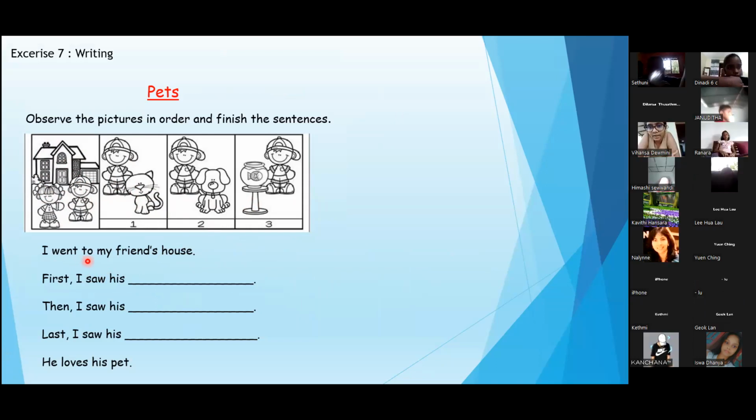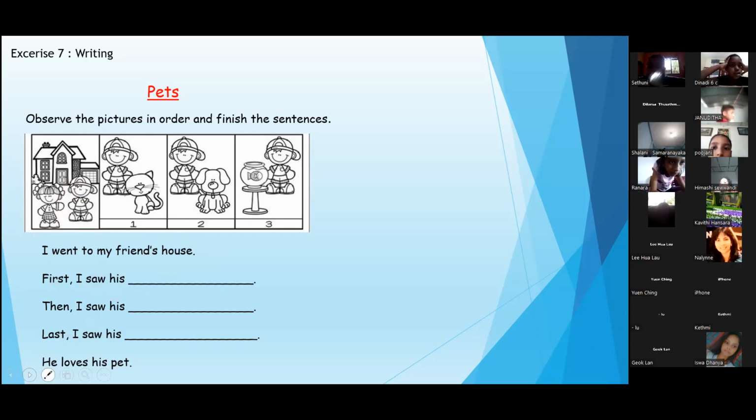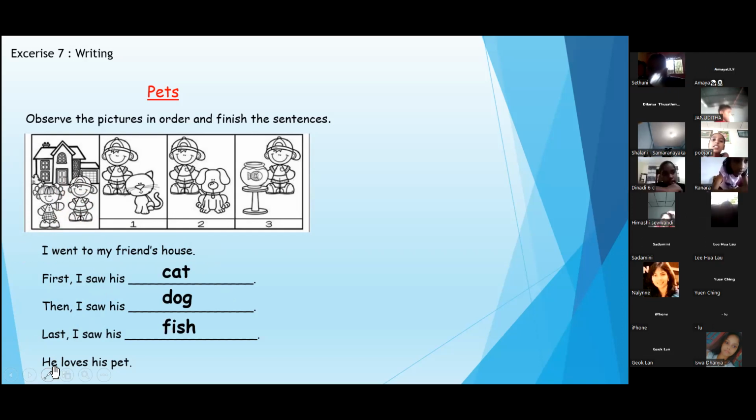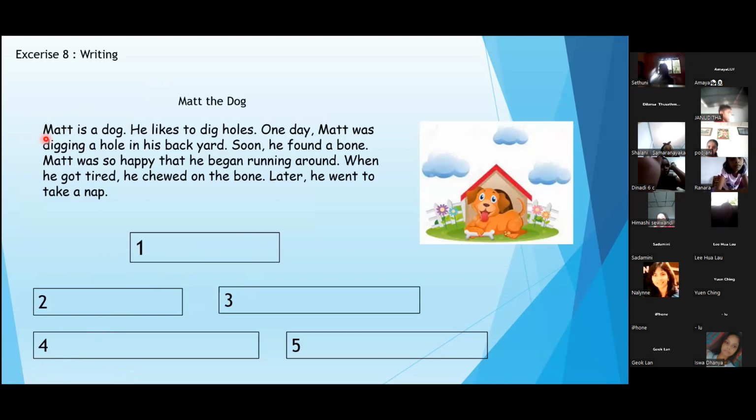I went to my friend's house. Very good. I went to my friend's house. So that's the beginning of the story, right? First, I saw his cat. Very good. I saw his cat. Then, oh, very good. Well done. I saw his fish. Good job. And the end, he loves his cat. Very good. So that's the end of the story. It's a very simple story, but it's in a good sequence. All right.